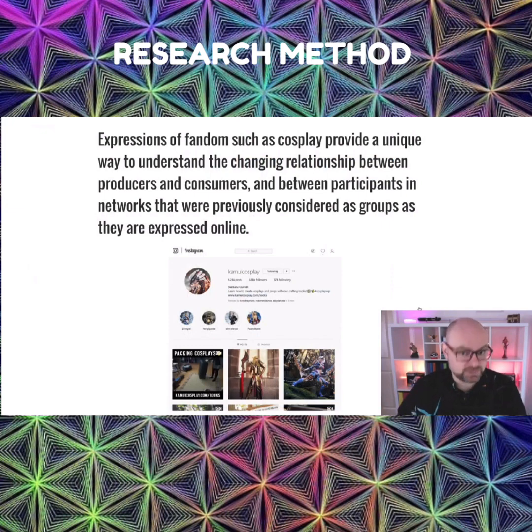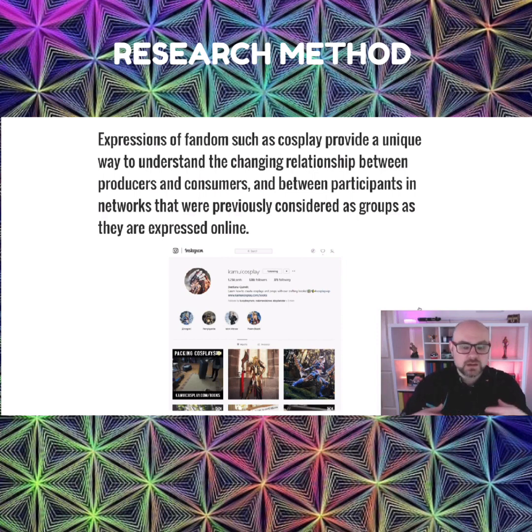So an example of the way in which digital has changed relationships is the way in which fandom has changed over time. Expressions of fandom, such as cosplay, have provided a unique way to understand the changing relationship between producers and consumers, and between participants in networks that were previously considered as groups. So what I'm trying to get at here is that you can see the way in which cosplay has changed over time.